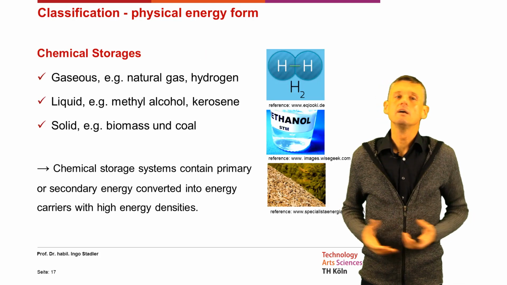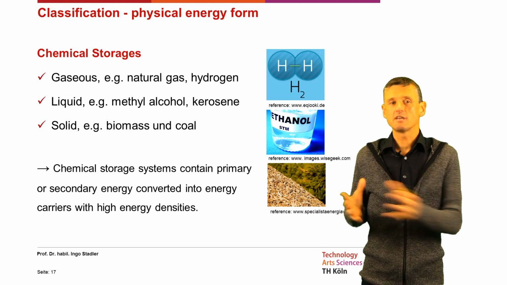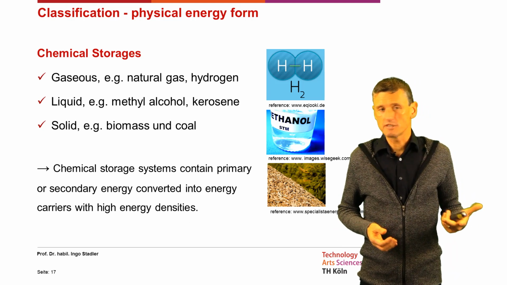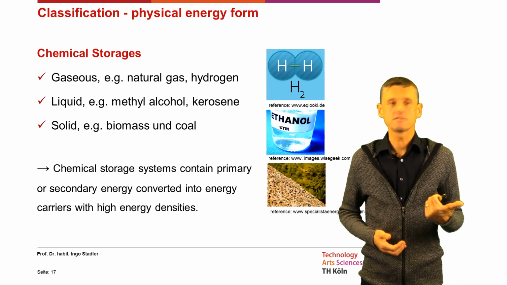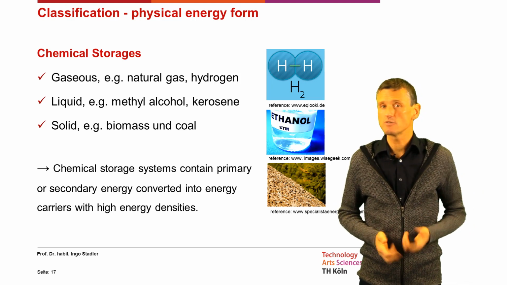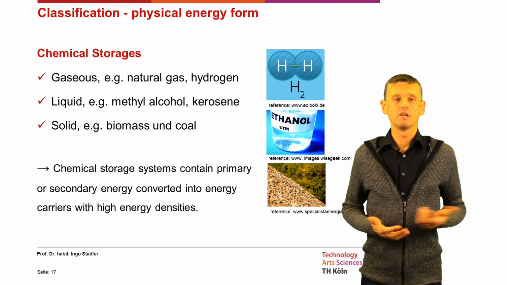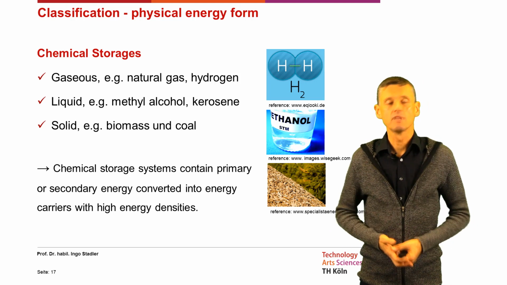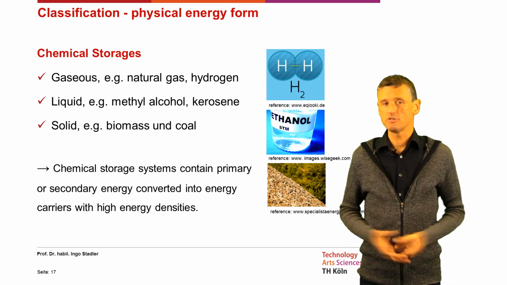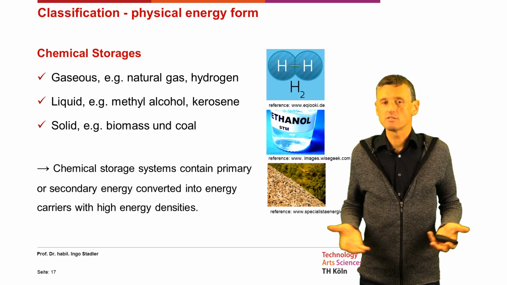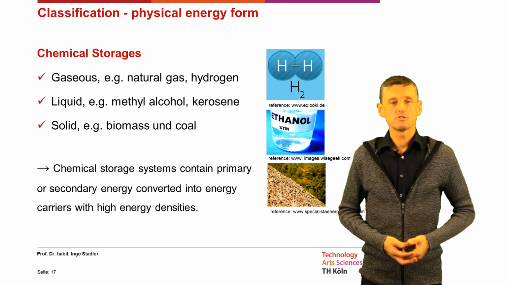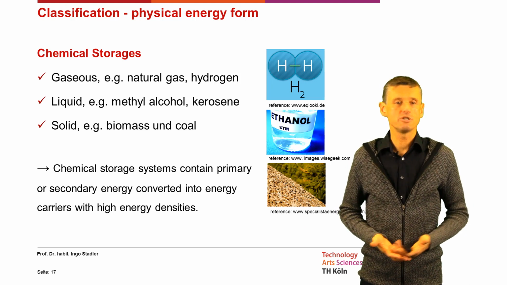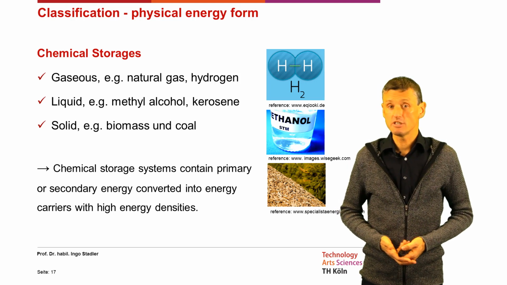Then we have the chemical storages, and there we can distinguish according to their physical state. We have gaseous chemical stores like natural gas or hydrogen. We have liquid chemical stores like methyl alcohol or kerosene, or we have solid chemical storages, for example biomass and coal. Chemical storage systems contain primary or secondary energy converted into energy carriers with high energy densities.